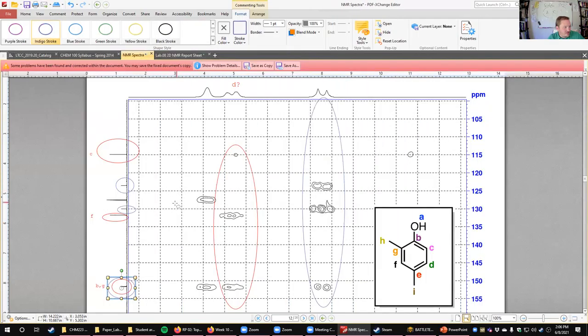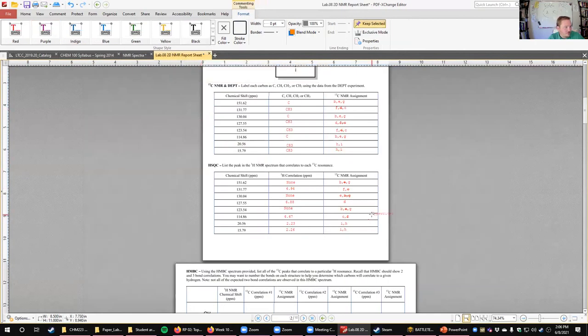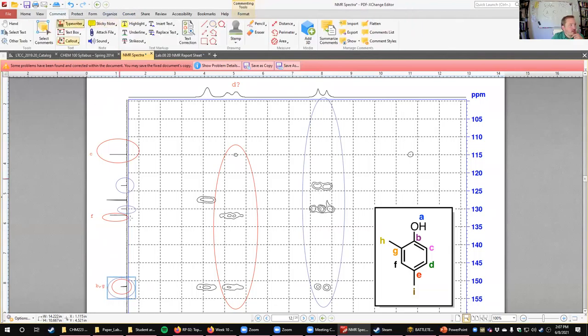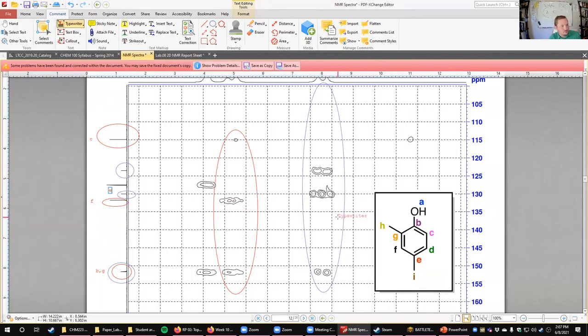This signal here at 123, though, I believe we solved that one, right? 123, no, what do we see? 127 has to be. And so we got 123, 130, and 151. 123 is either B or G. 151 is either B or G. 130 has to be E.